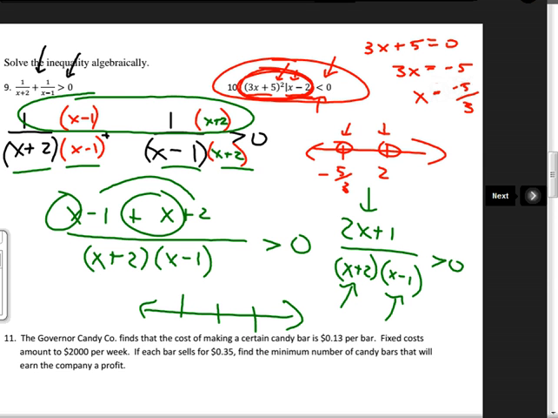Did you say all reals then? No, not all reals. I think you got it backwards. If this is always going to be positive, is it ever less than 0? Oh. So instead of all reals, it's no reals, no real numbers.